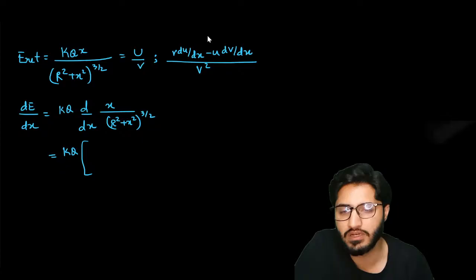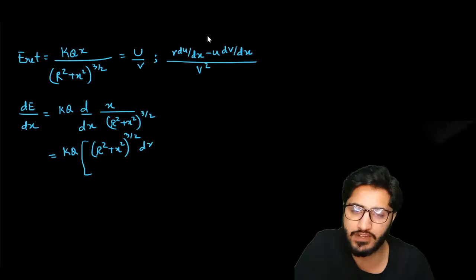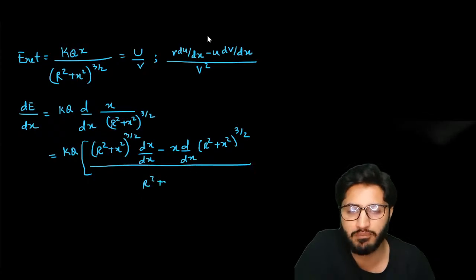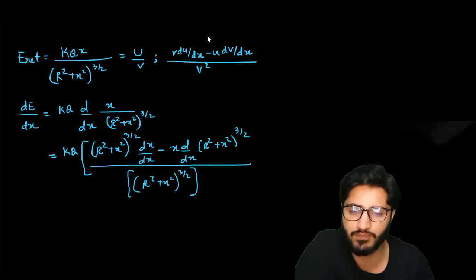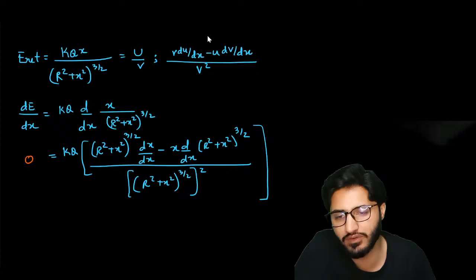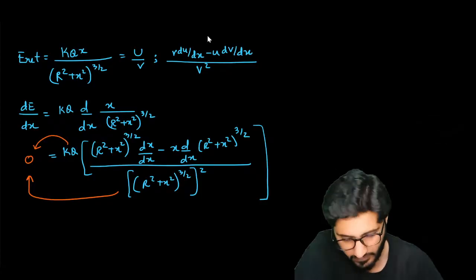Now I will write (r square plus x square) to the power 3 by 2 times differentiation of x with respect to x, minus x times differentiation of the whole chunk, whole divided by the denominator, which is (r square plus x square) to the power 3 by 2 whole square. I can write like this now. Look, put it as 0. We know we need to put it as 0. When we take this term here, it will become 0, and when I take this term here, it will become 0. Now rearrange my equation.